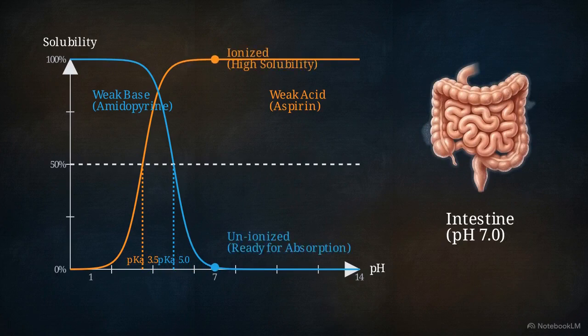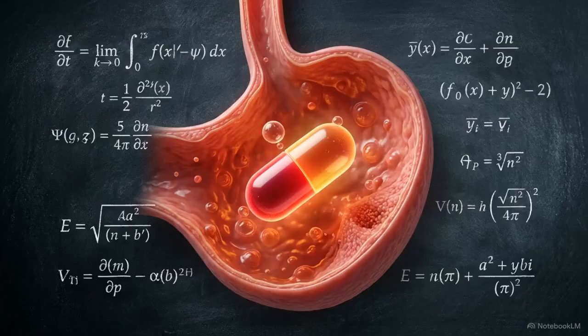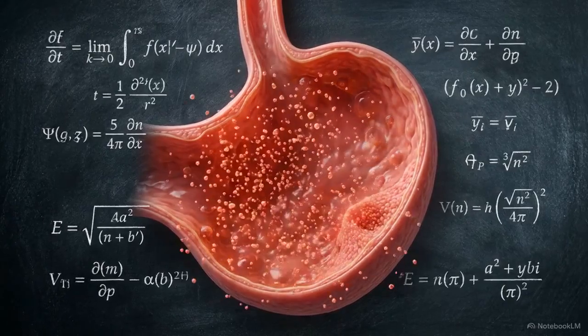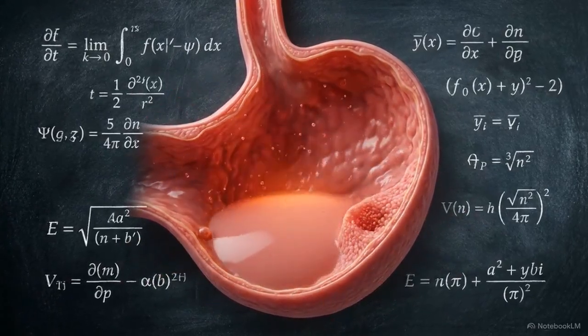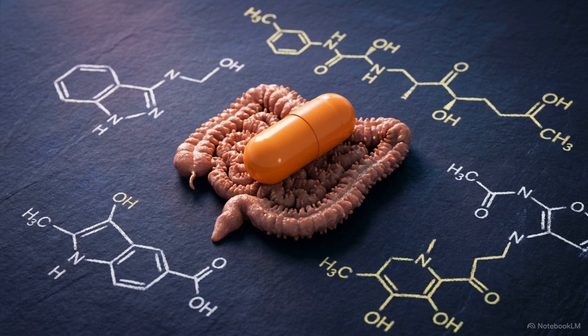Imidapyrin, a weak base, is highly ionized there, shifting to unionized in the intestine. Unionized drugs are much more easily absorbed across biological membranes. By strategically choosing a drug's pKa, pharmaceutical scientists can explicitly program whether a formulation absorbs immediately in the stomach or delays until it reaches the intestine.